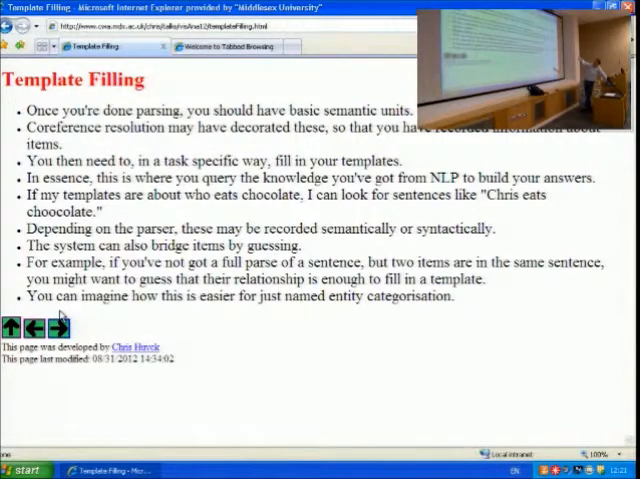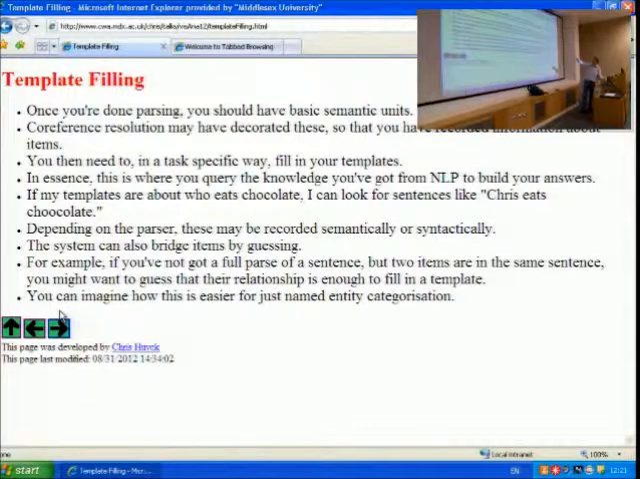So in essence, this is where you query the knowledge you got from NLP to build your answers. If my template's about who eats chocolate, I can look for sentences like, Chris eats chocolate. That's easy, and what's nice about it is that it happens a lot. When you're worried about people eating chocolate or people shooting rockets into space, that was the MUC-7 task, you find that the space shuttle was launched on December 23rd in the documents sometimes. And those are easy, so you pop those off. So you can get a pretty good score right off the bat with those things.